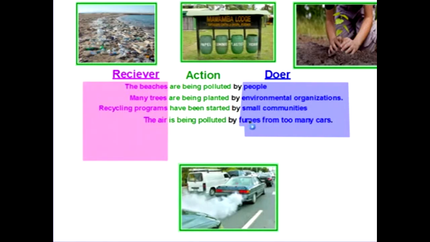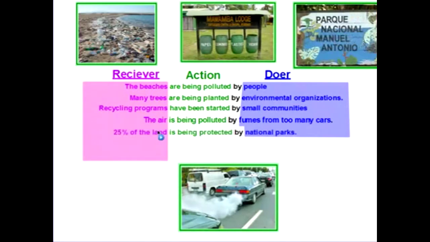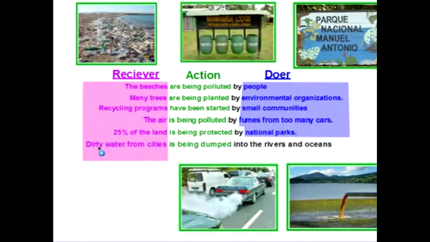The air is being polluted by fumes from too many cars. Okay? Again, the air is my receiver. Here's another one. 25% of the land is being protected by national parks. Again, 25% of the land is my receiver. Here's one. Dirty water from cities is being dumped into the rivers and oceans. Okay, so notice I have my receiver, and that's the dirty water from cities. But notice I don't have a doer. Now, that's because maybe I don't want to talk about the doer, or I don't know who the doer is, or maybe the doer isn't important. But for any reason, I don't need to use the doer, like this example.